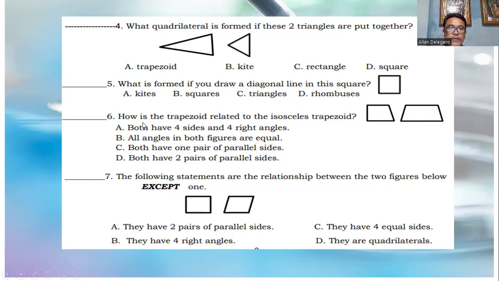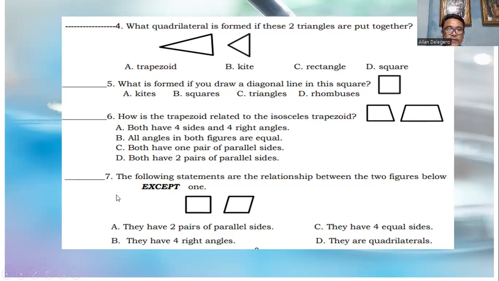6. How is the trapezoid related to the isosceles trapezoid? A, both have 4 sides and 4 right angles. B, all angles in both figures are equal. C, both have 1 pair of parallel sides. D, both have 2 pairs of parallel sides.